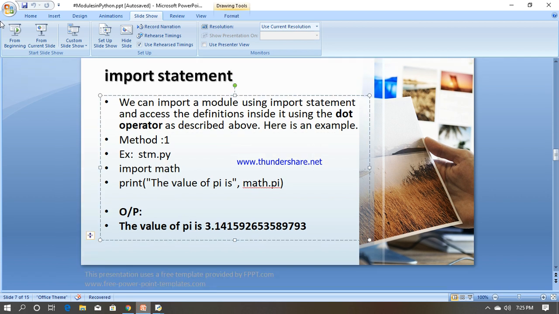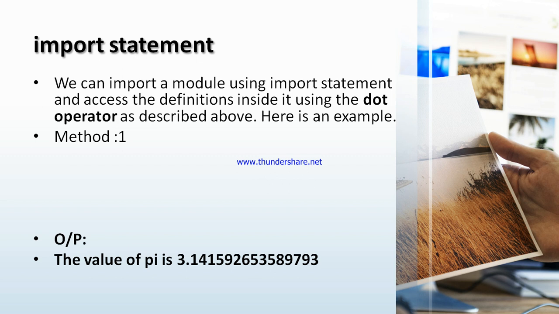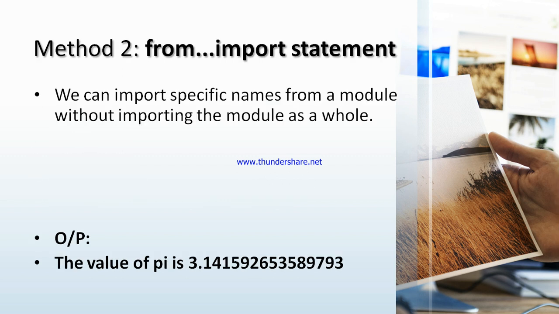And another one. This is method 1. Okay, method 2. So what they want to convey here is the from import statement. From is one of the keywords in the Python programming language. So what they want to convey here is we can import specific names from a model without importing the model as a whole. So I am giving the example here.